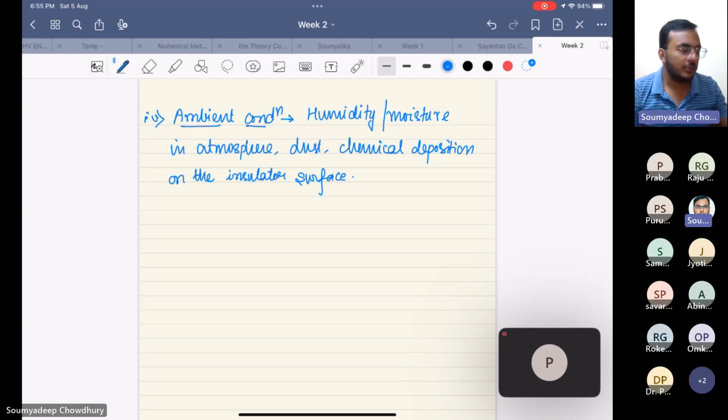So this humidity and moisture in the atmosphere, the normal humidity or moisture in the atmosphere is how much? Any idea, anyone? What is the normal moisture content in the atmosphere at standard temperature and pressure conditions? Any idea?